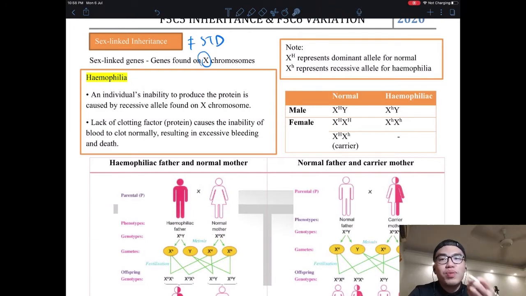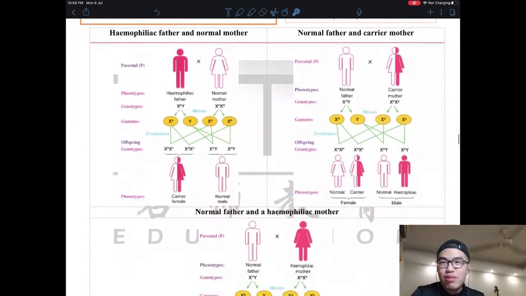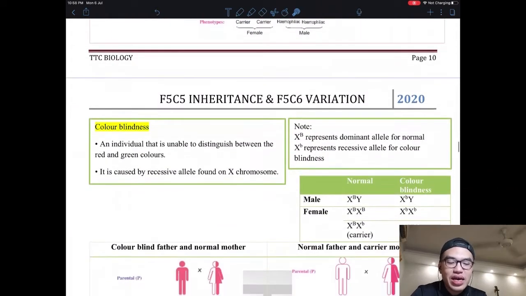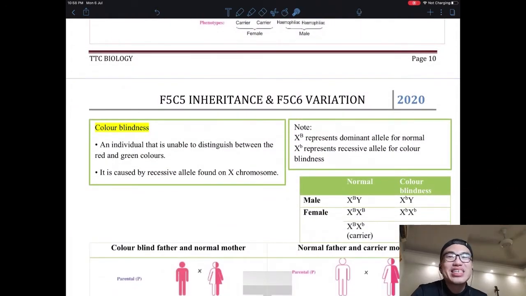Hemophilia is when your blood fails to clot. You lack a certain clotting factor in your blood, so your blood clots very slowly. Okay, and then you have another disease here. I'm sure everyone has heard of it, which is color blindness. Color blindness is a sex-linked disease, which means it's linked to the X chromosome.